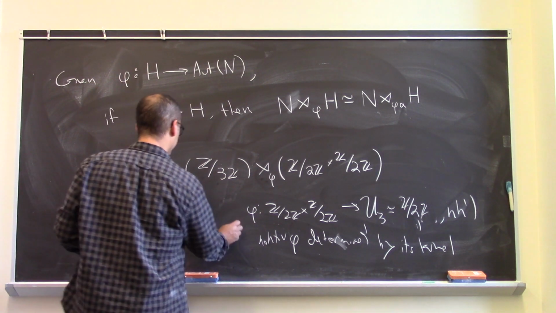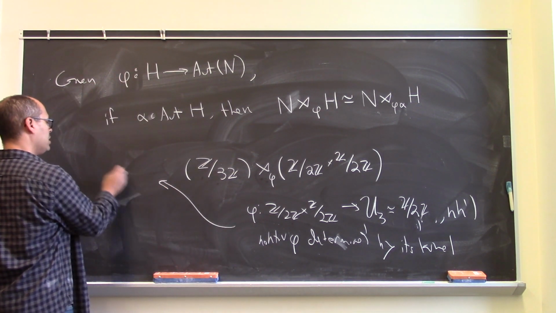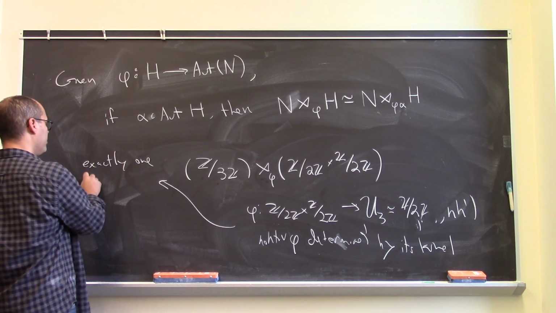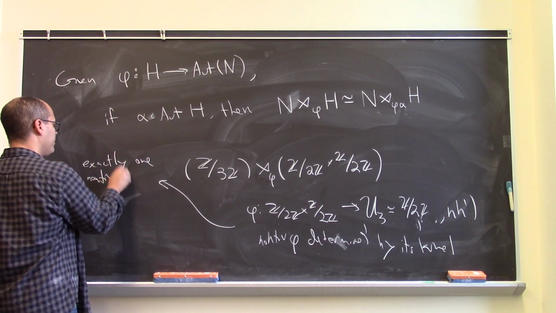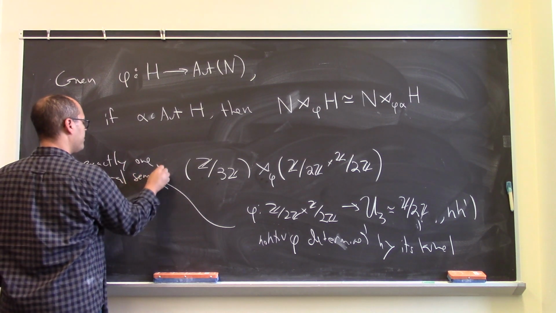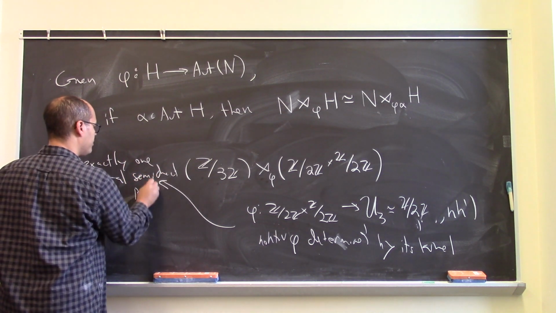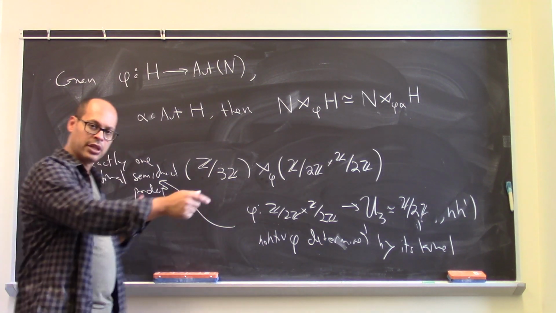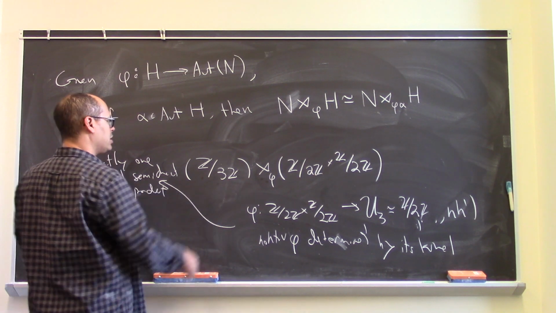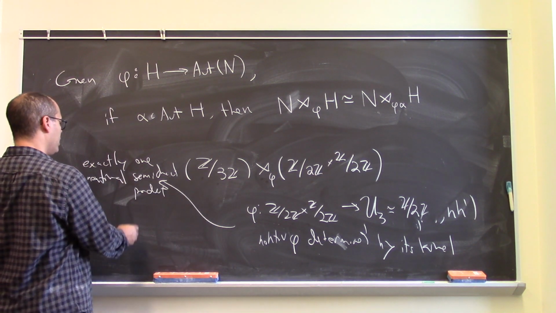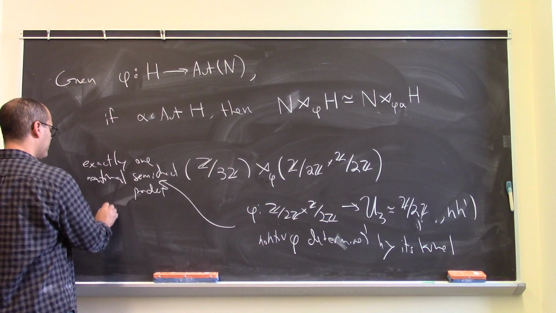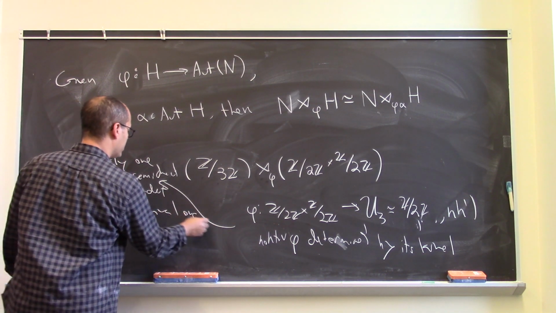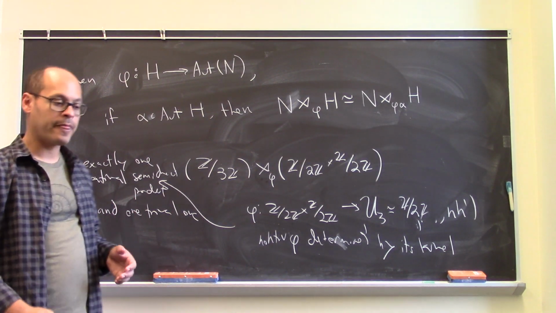So that tells me that there is exactly one non-trivial semidirect product. By non-trivial, I mean with a non-trivial phi, which is to say it's non-abelian. I can't just slide the h and the n stuff past each other. And of course, there's one trivial one, which is the one that's actually a product. Okay?